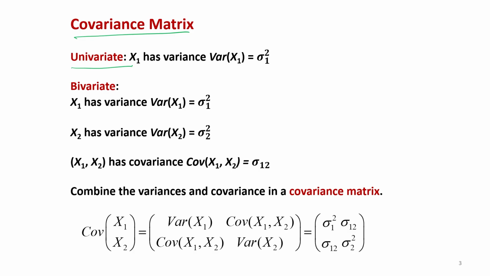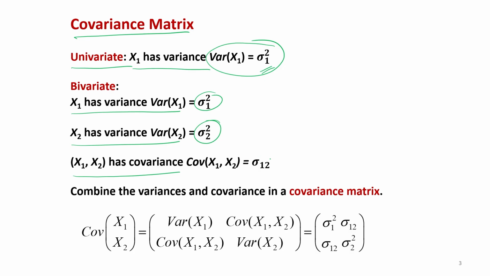In the case of univariate analysis, when you have only one variable, say x1, you consider only one aspect, the variance of x1, say sigma 1 square. Now when you have a bivariate setup, you consider the variances of x1 and x2 as sigma 1 square and sigma 2 square. So x1 has variance sigma 1 square and x2 has variance sigma 2 square, but besides this, x1 and x2 together also have a covariance, and we represent this covariance between x1 and x2 as sigma 12.